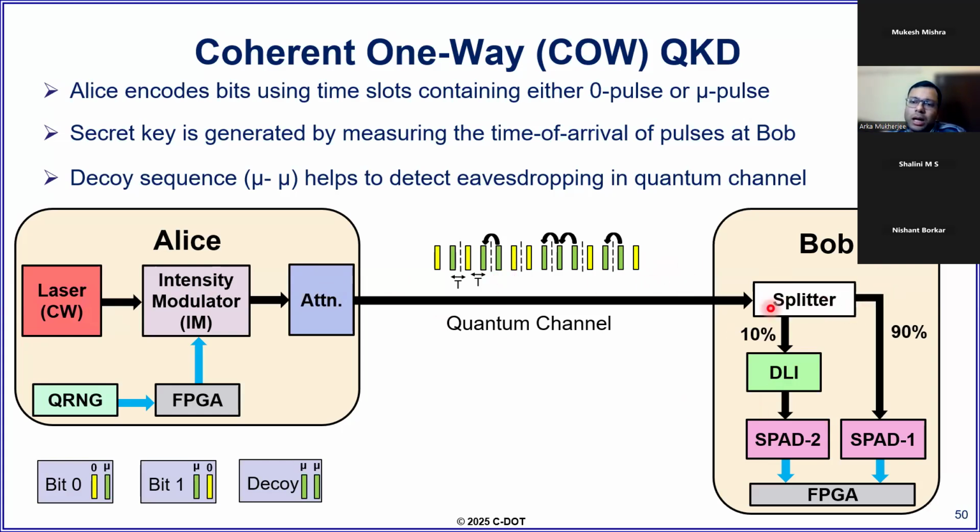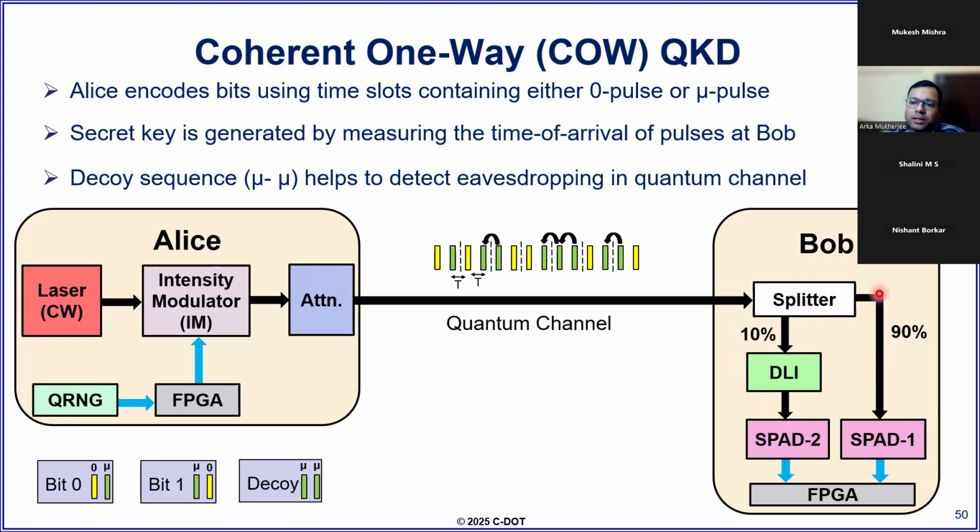Then in Bob we have a splitter. This is an optical passive power splitter. A 90:10 ratio is typically chosen. 90% of the photons will go to one single photon detector. The other 10% goes through a delay line interferometer. Then this delay line interferometer is connected to a single photon detector. So how are the keys generated?